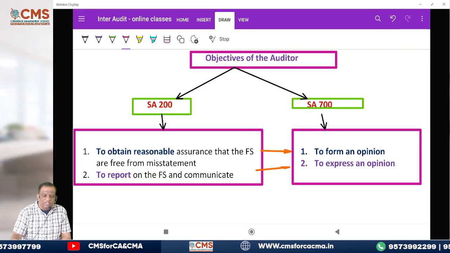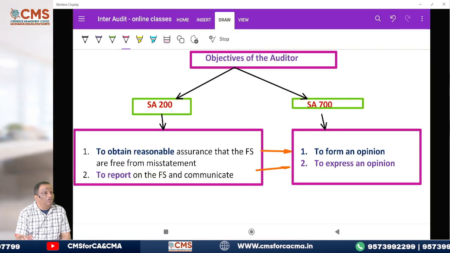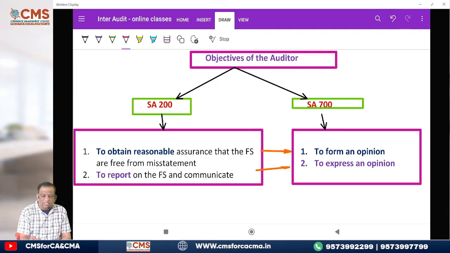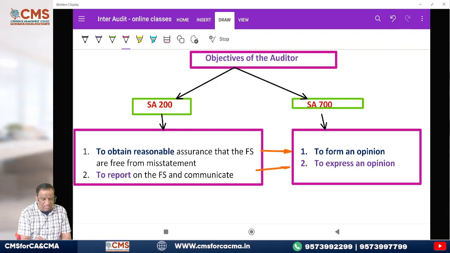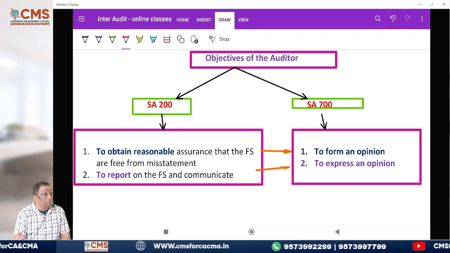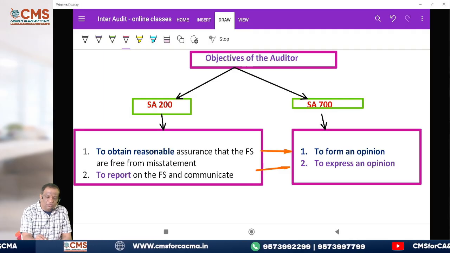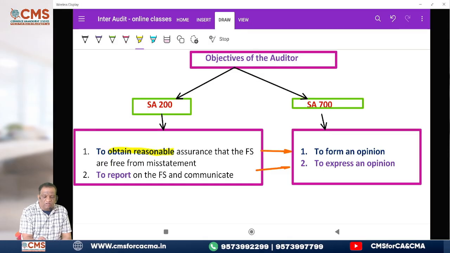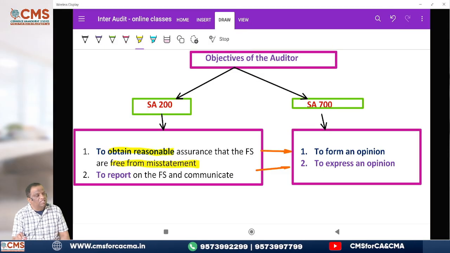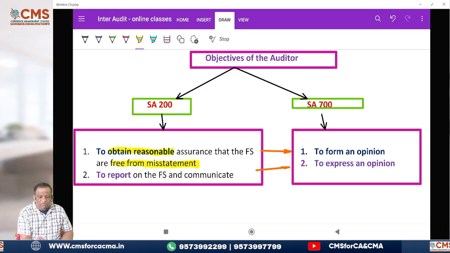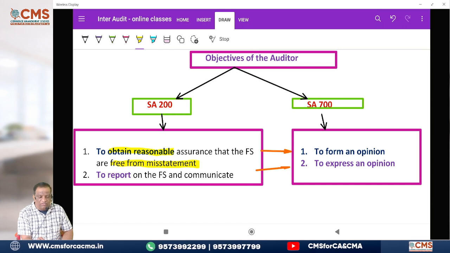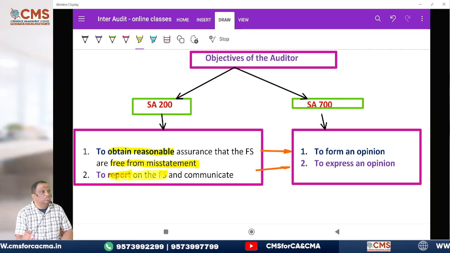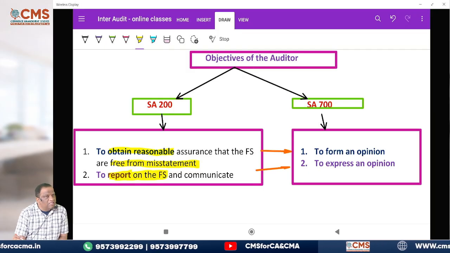As per SA 200, what are the objectives of the auditor? Two things. One is to obtain reasonable assurance that the financials are free from misstatement, and to report on the financial statements. To repeat, to obtain reasonable assurance that the financials are free from misstatement, that is, there are no misstatements. And the second one is, once you have ensured that the financials are free from misstatement, report them. So, report on the financial statements. These two are the objectives as per SA 200.